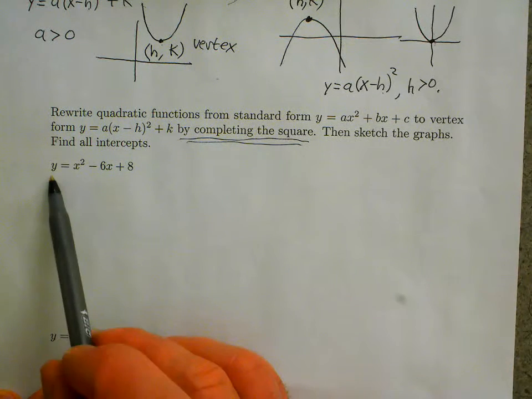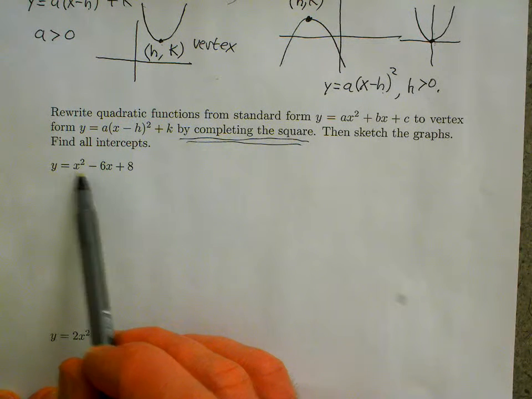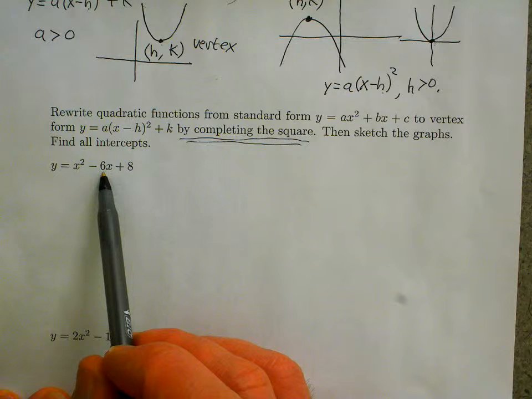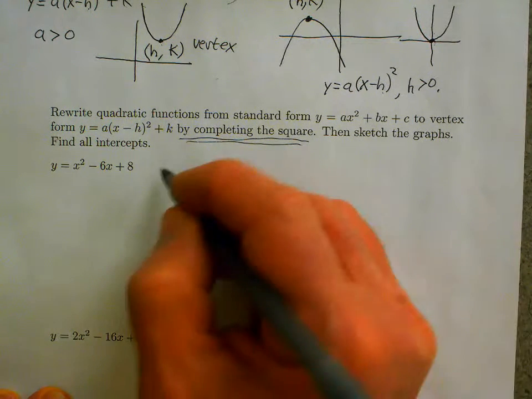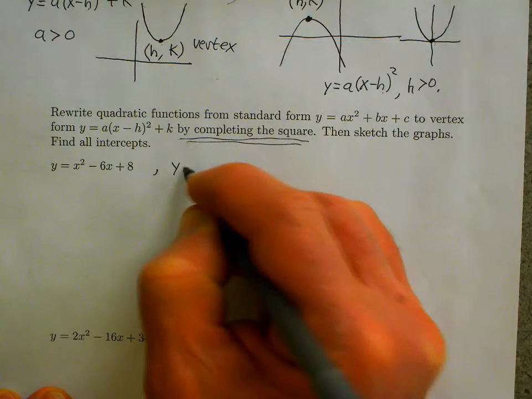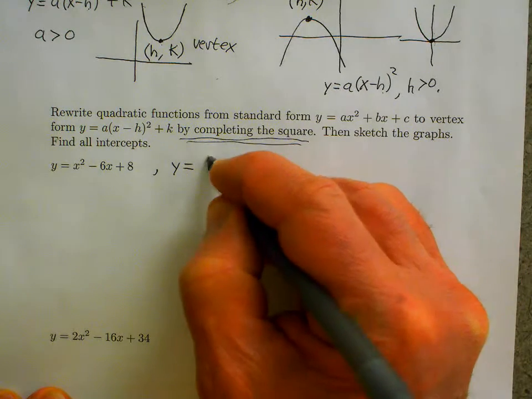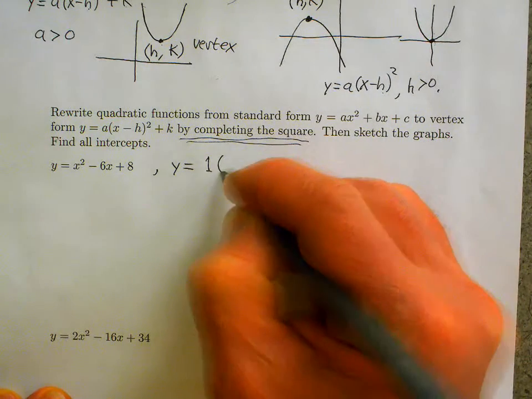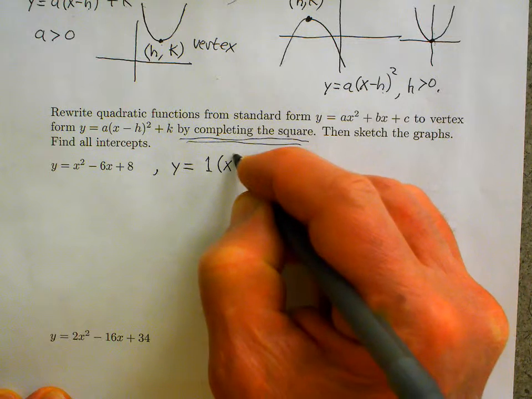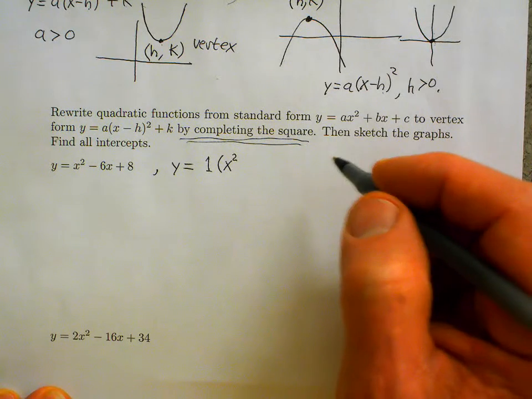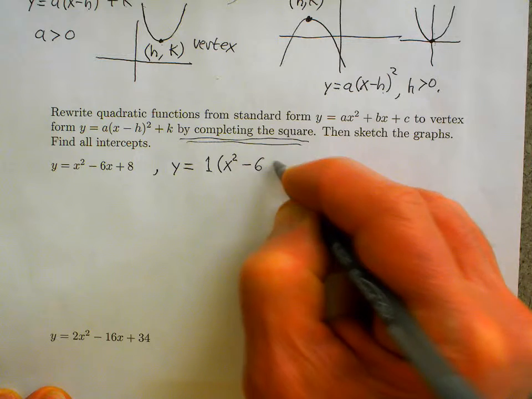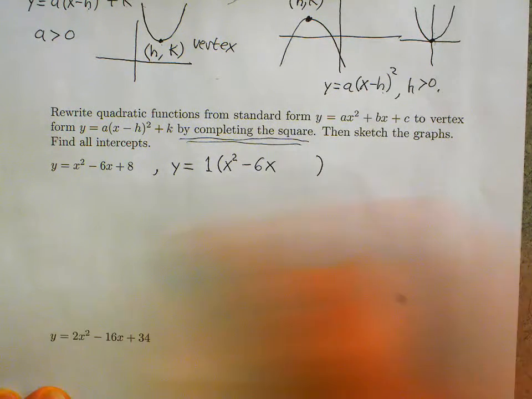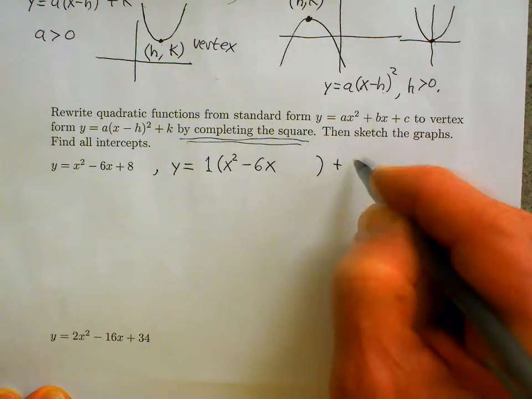Okay, so this first one, y equals x squared plus 6x plus 8. Think of this as y equals 1 times x squared plus 6x, but I'm going to leave the plus 8 on the outside.